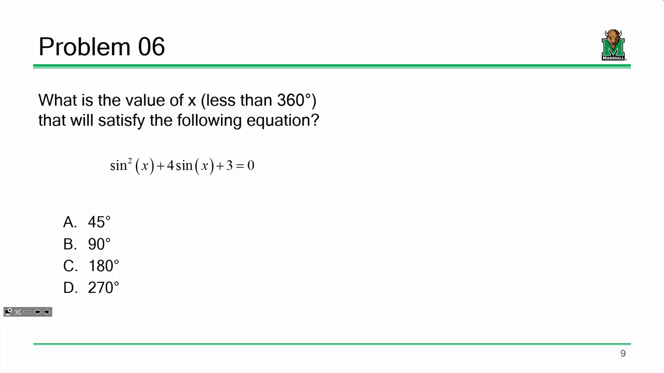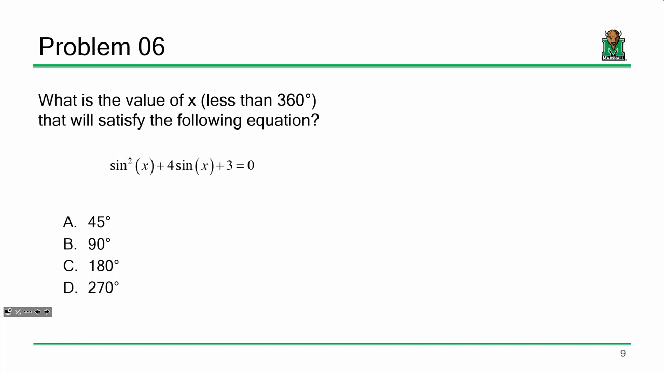So on this problem, the question states, what is the value of x, a value that's less than 360 degrees, that will satisfy the following equation? You've been given the sine squared of x plus 4 sine of x plus 3 equals 0. Now, let me ask you a question. What does this equation look like? Just right off the bat, what does it look like? It looks like a parabola, or it looks like a quadratic, doesn't it?